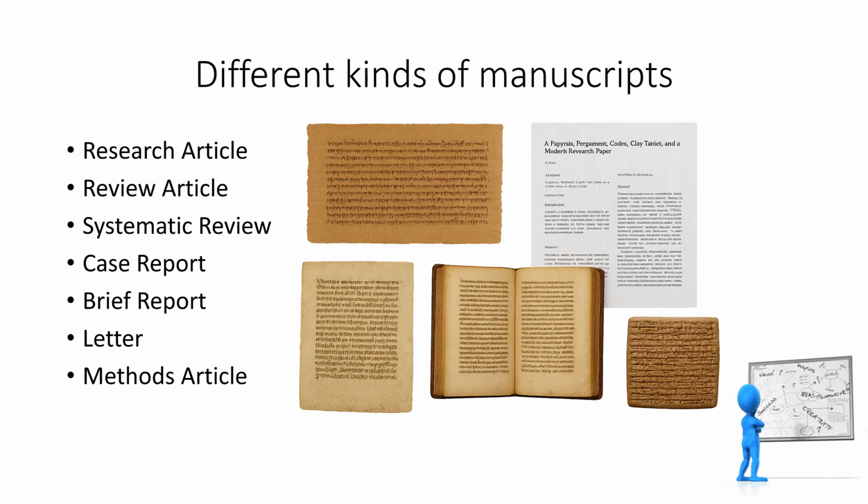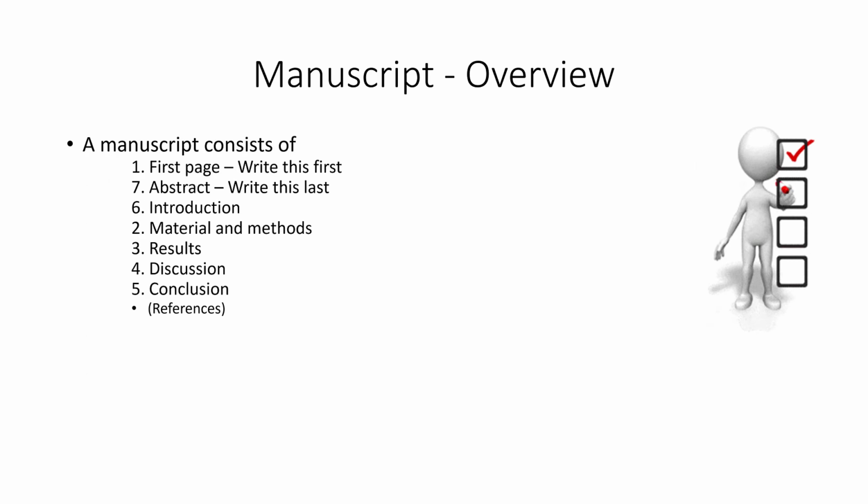How you structure a manuscript will differ depending on the type of manuscript, and you can find more information about this in the journal's information to authors. But I will here assume that you are writing a research paper. A typical manuscript will consist of a first page, an abstract, introduction, material and methods, results, discussion, and conclusion.